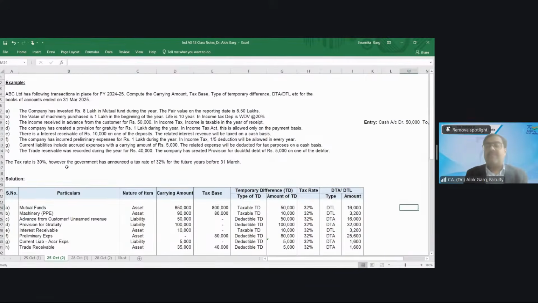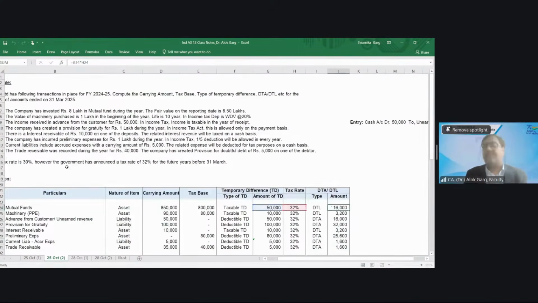So 32% is your tax rate. It will create a DTL. And what is your DTL amount? 16,000 rupees is the DTL amount.